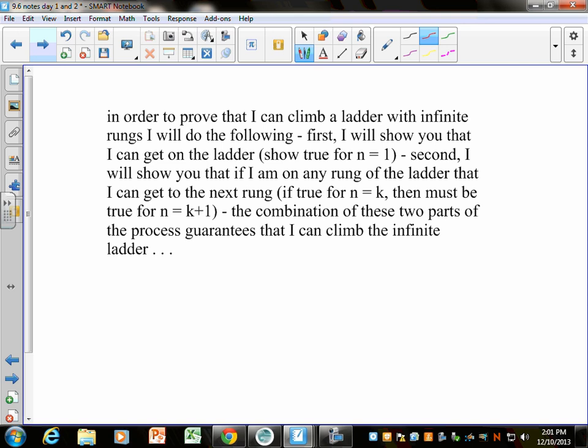But theoretically speaking, if I can prove to you I can get on the ladder, and I prove to you that if I'm on any rung of the ladder, I can get to the next rung, that's what proof by induction is. So you prove that it works first, and you prove that no matter where you are, the kth term, you prove that the next term also works. That is a proof showing that it works for every number. Nothing? I thought it made sense, but yes.